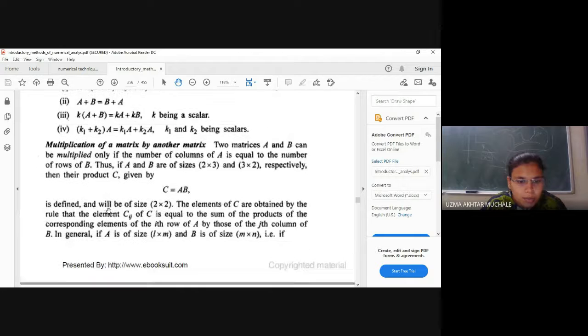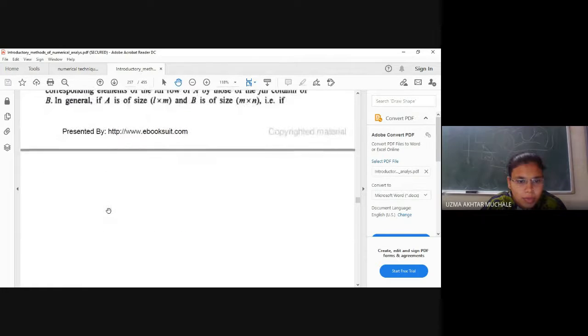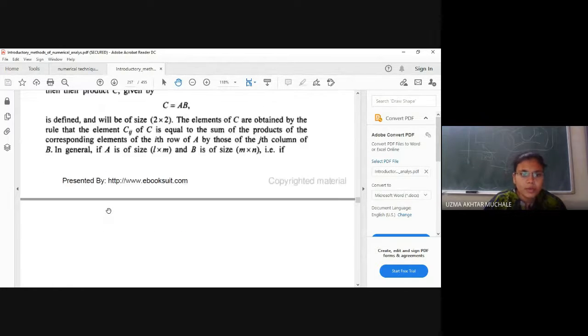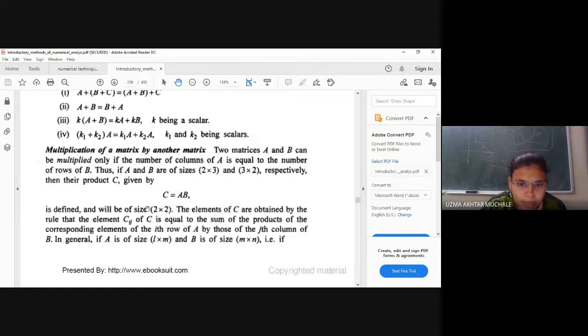Okay. So how to multiply any two matrices? If you have any two matrices A and B, and you want to multiply them, the number of columns of the first matrix should be equal to the number of rows of the second. If these two are equal, then only you can multiply. And the resultant matrix we are getting is a 2 cross 2 matrix.